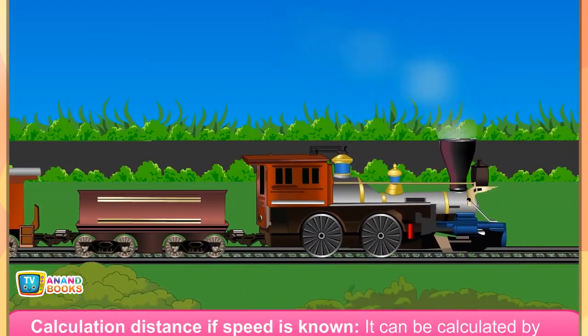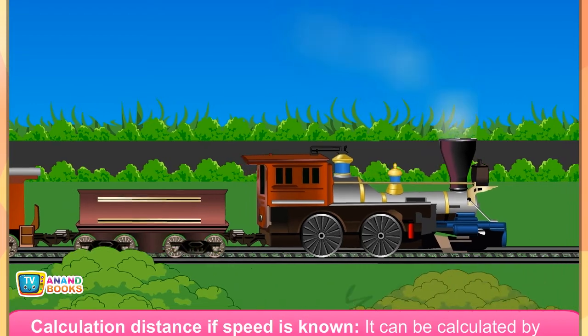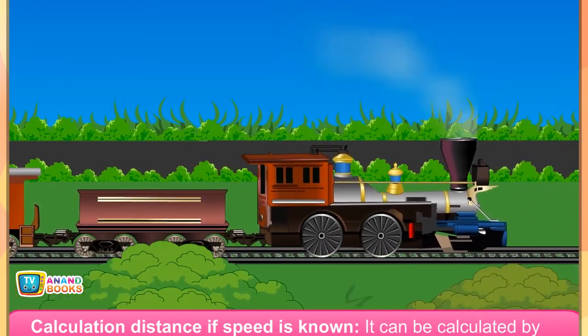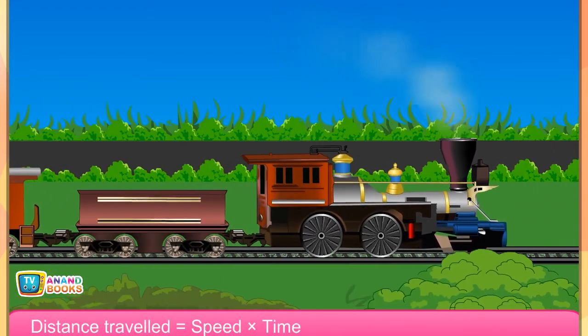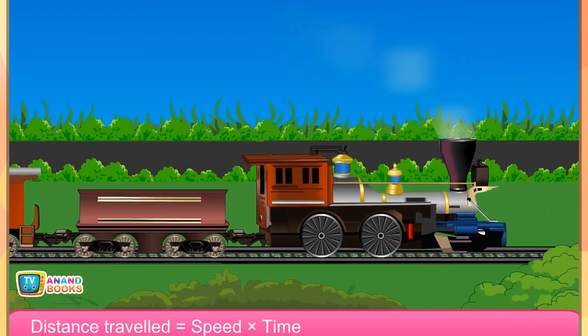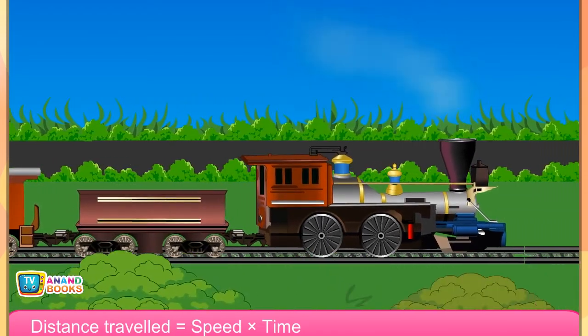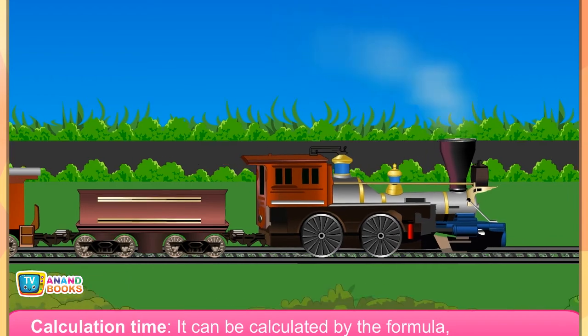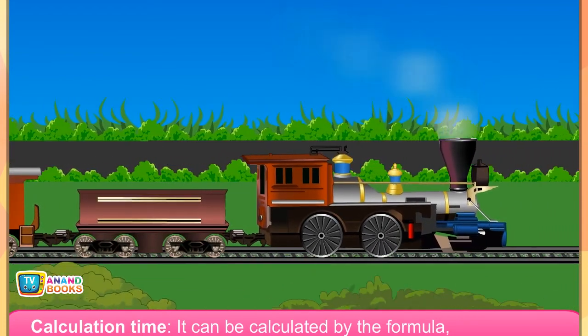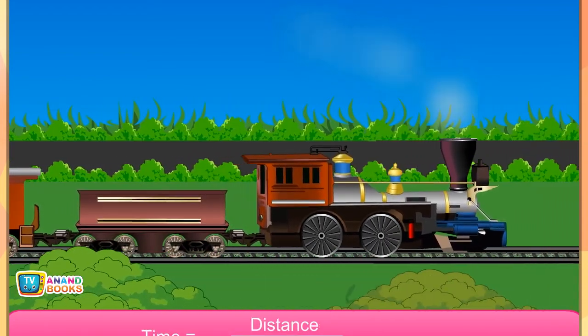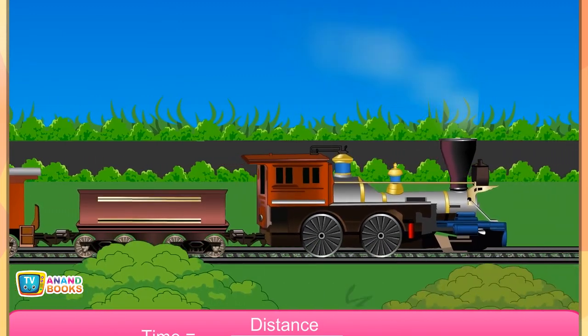Calculating distance if speed is known. It can be calculated by the formula: distance travelled is equal to speed multiplied by time. Calculating time. It can be calculated by the formula: time is equal to distance divided by speed.